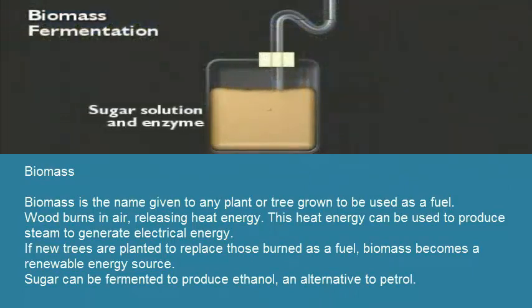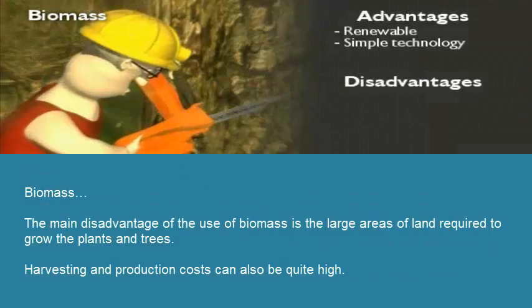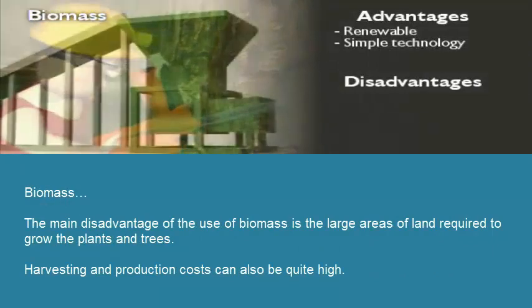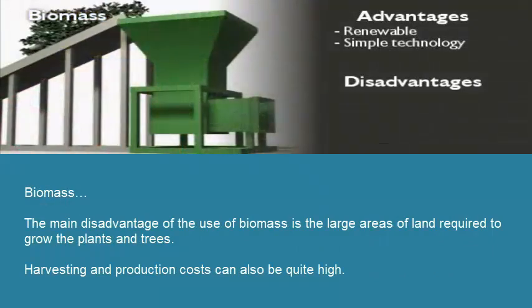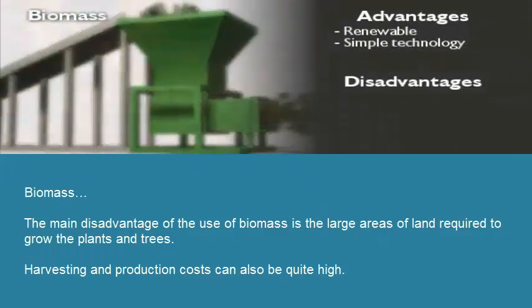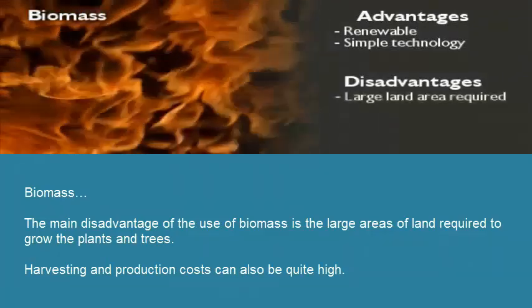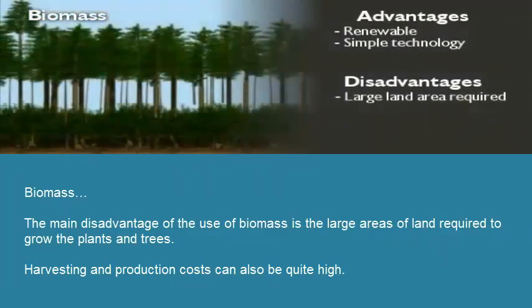Sugar can be fermented to produce ethanol, an alternative to petrol. The main disadvantage of the use of biomass is the large areas of land required to grow the plants and trees. Harvesting and production costs can also be quite high.